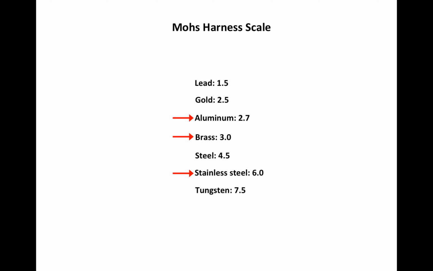It's best to think of these as relative values. In other words, stainless steel is much harder than either brass or aluminum. And think of it that way rather than the exact numbers, because those will depend a little bit on the composition of the various alloys.